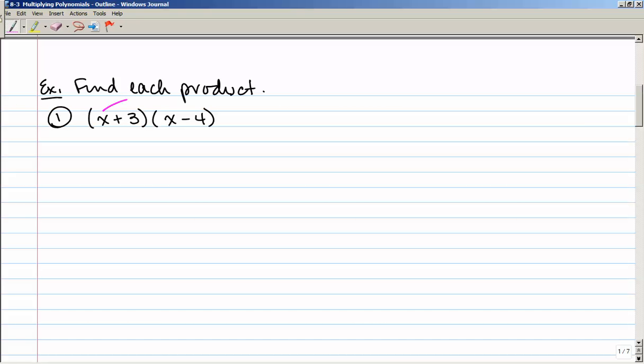So I'm going to multiply my first terms times each other. So x times x, I'll put an F here to tell you that's the first, is going to give me an x squared. So the first term in each set of parentheses. The outer terms, so I'm going to multiply these guys here, my outside terms. So x times negative 4. My outer terms are x times a negative 4, which is going to give me a negative 4x.